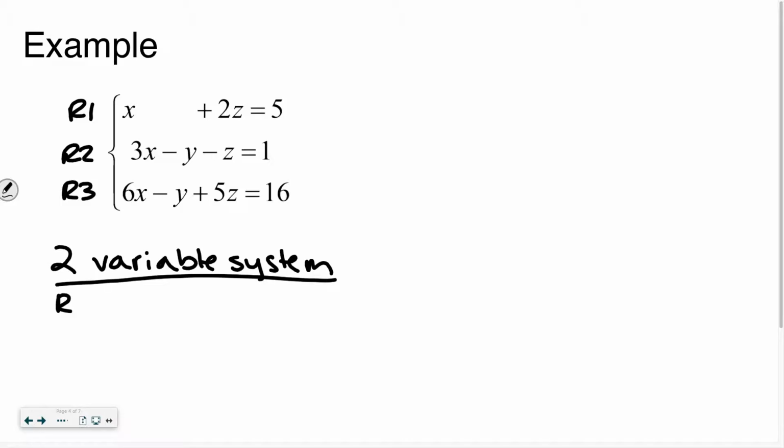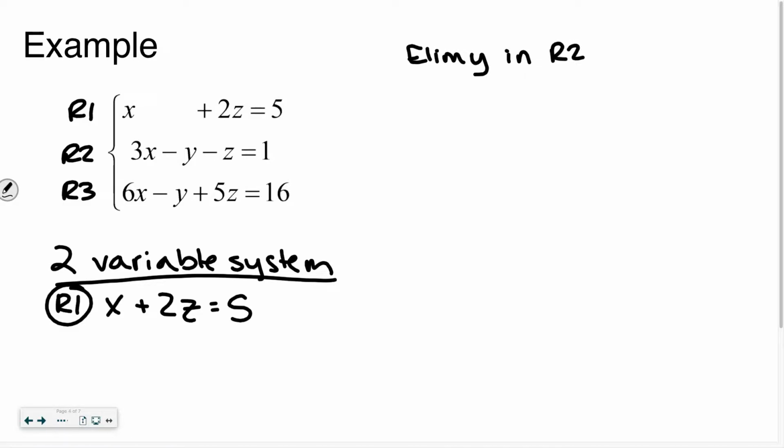Okay, in my 2-variable system, I can already put in row 1. Which tells me that if I want to use that equation that has only two variables in row 2 and row 3, I'll need to eliminate which variable? I have to eliminate the y if I want to use that row 1. Okay. So I'm going to eliminate y in row 2 and row 3.